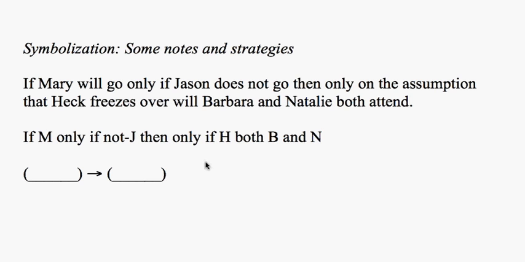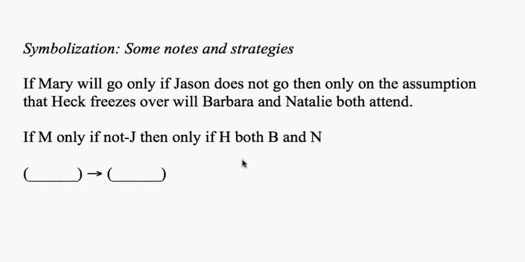It's worth noticing how we can tell that. We said that if-then is the main break, and for that to be right, what comes between if and then has to be a complete grammatical clause on its own. But it is. M only if not J is a perfectly good grammatical clause. Likewise, if then is going to be the main break, what comes after then has to be complete on its own as well, and it is. H only if both B and N is a perfectly good grammatical clause. So there's the large-scale structure.